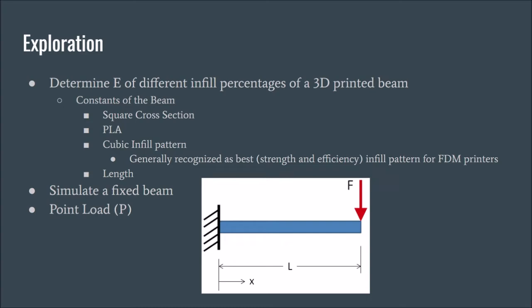I chose this pattern because it's generally recognized as the best in terms of strength and efficiency for FDM printers, which is what I will be using. And the length of the beam will also be constant. In this exploration, I will also simulate a fixed beam with a point load P at the end. So it will look similar to the diagram right here, with a fixed side and a free end with the force at the very tip.